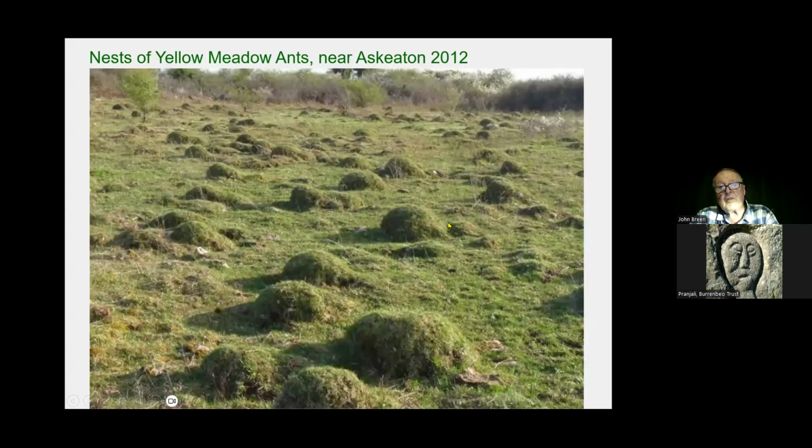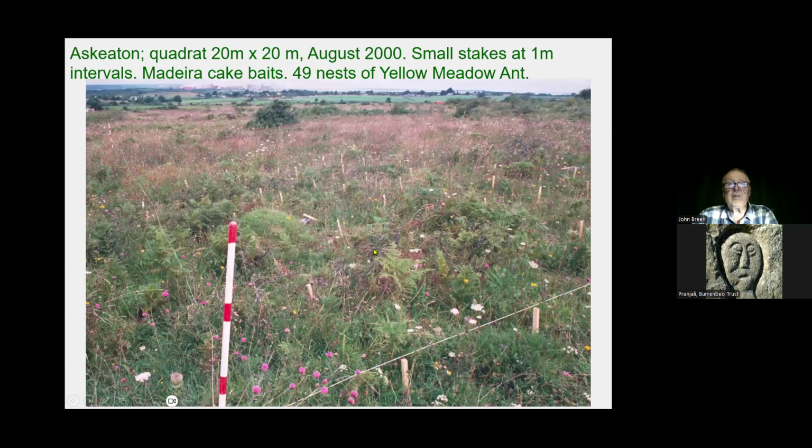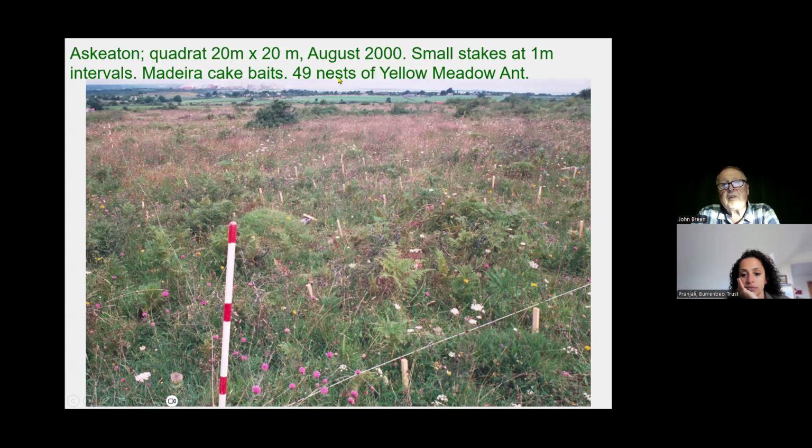Maybe I should tell you that this photograph is taken in March before the vegetation grows. And then this one is taken in August, so it's not that easy to see the same distribution, but there were 49 nests of the yellow meadow ant in that 20 by 20 quadrat.